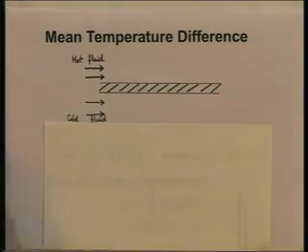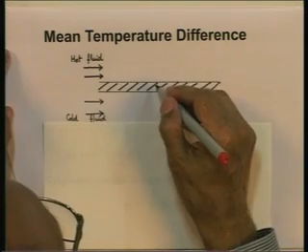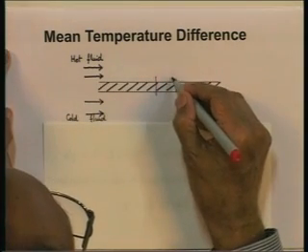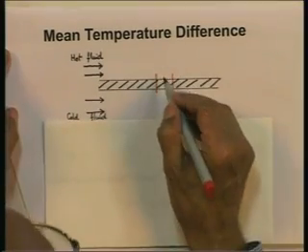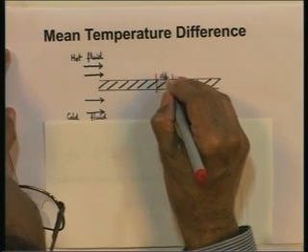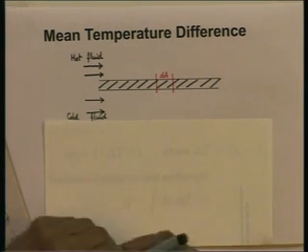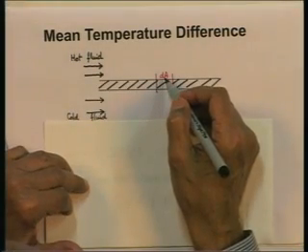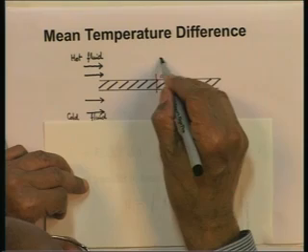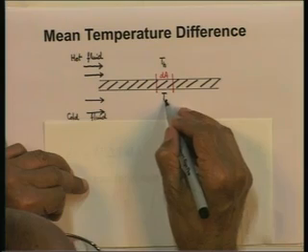Let us take some elementary area dA on this heat transfer surface, anywhere on this heat transfer surface. Let us assume that the temperature of the hot fluid at dA is Th on this side of dA, and the temperature of the cold fluid on the other side of dA is Tc.